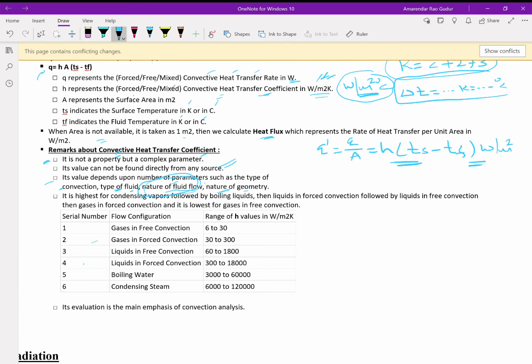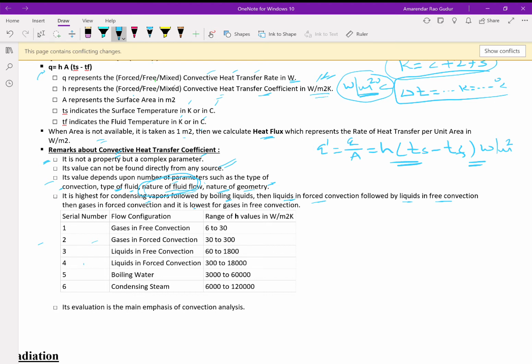Then the nature of the geometry over which convection is taking place. We may have a simple plate, a cylinder, a sphere, a duct of different shapes, and so on. In general, h is going to be tremendous for condensing vapors, followed by boiling liquids, then liquids undergoing forced convection, then liquids undergoing free convection, then gases in forced convection. It's going to be extremely small for gases in free convection.